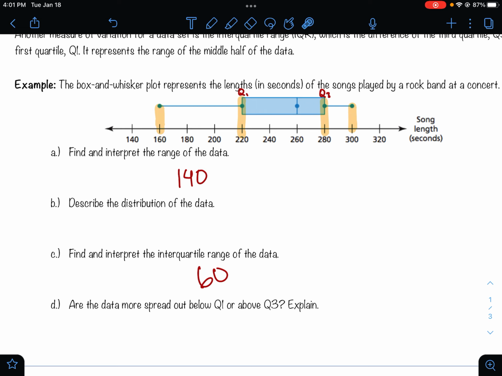And then D asks you, are the data more spread out below quartile 1 or above quartile 3? So is the data more spread out here above quartile 3 or here below quartile 1? And this is just a visual thing. Just look at it. It is clearly more spread out below quartile 1. And the reason is because it has a larger range.